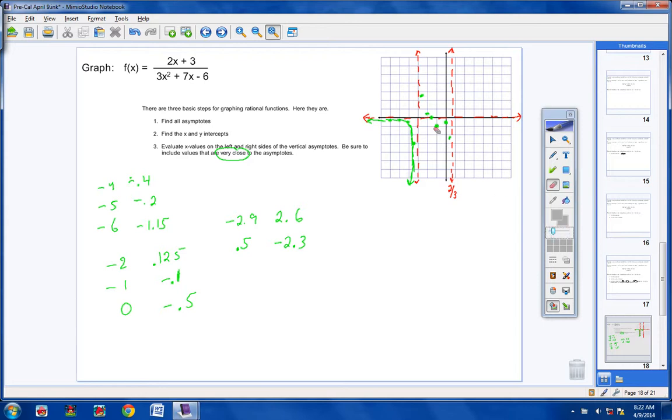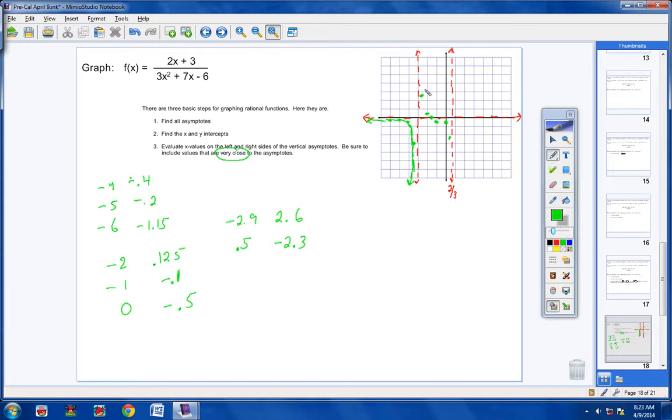So let's see if we can get the eraser to work on this. And I guess the eraser is choosing not to work today. Still no good. Let's try it now. There we go. All right. So really it should be right here.